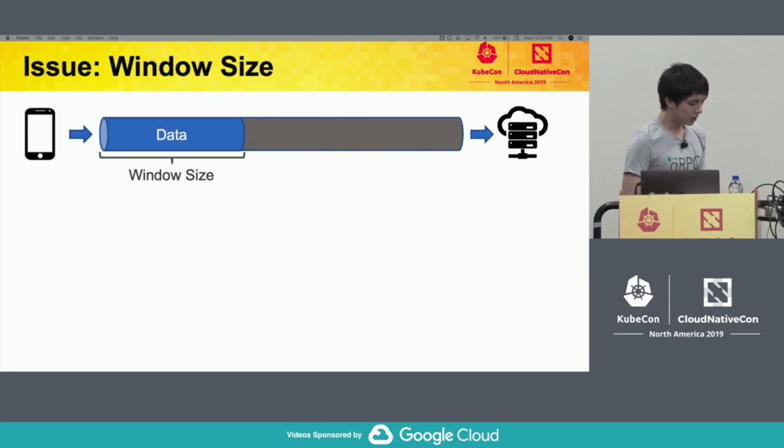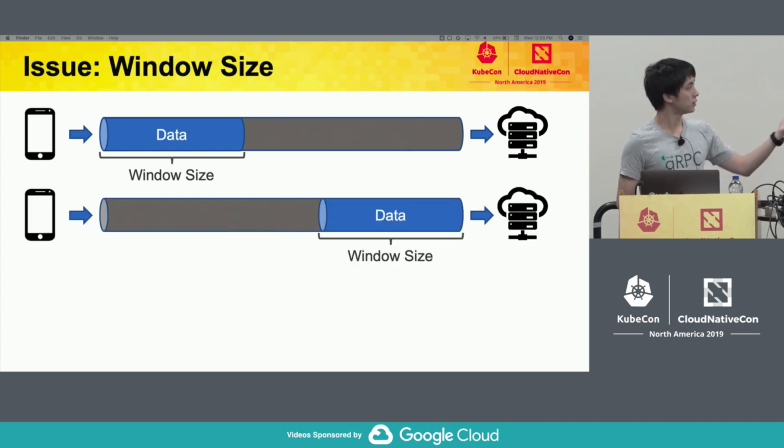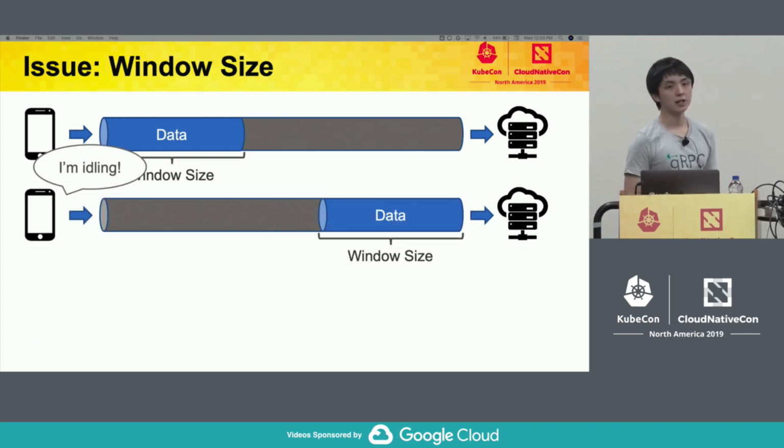And next, during our real-world deployment, we found an issue with window size. Imagine the network as a pipe, and it takes time for data to flow from one side to the other. If we set the window size too small, which means when the data is flowing from one side to the other side, the sender is idling, not doing anything, but waiting for the window update frame.